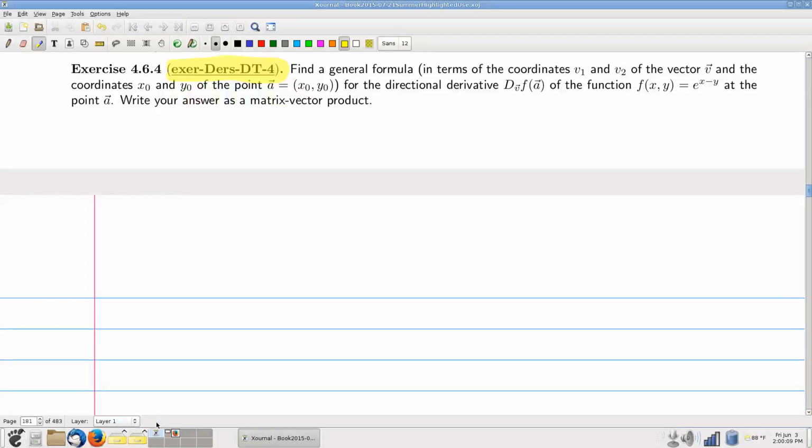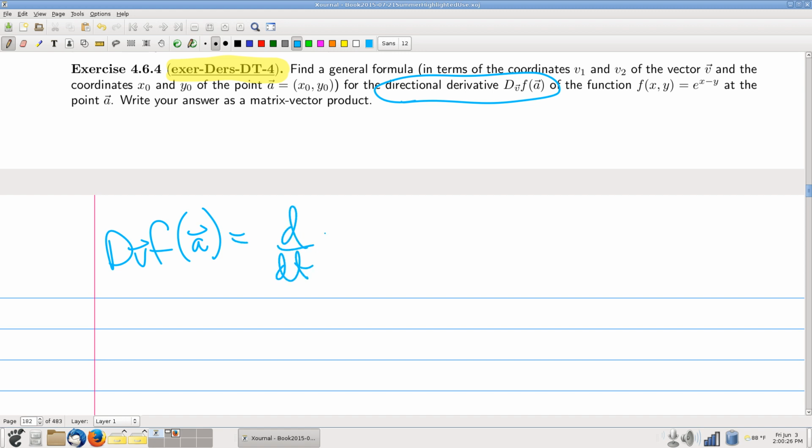Okay, so here we go. We are just going to compute directional derivatives directly from the definition and see how this works out. So we have D_v f(a) is d/dt at t equals 0 of f of a plus tv. That's just the definition of directional derivative, right?